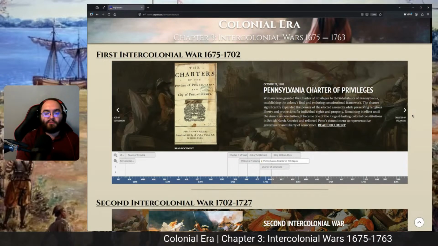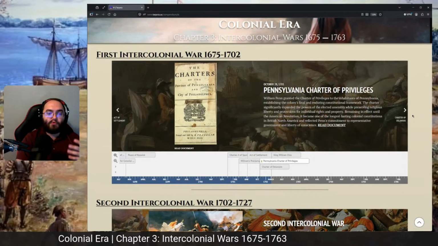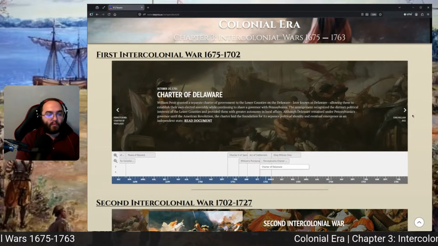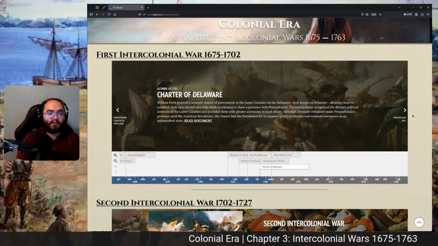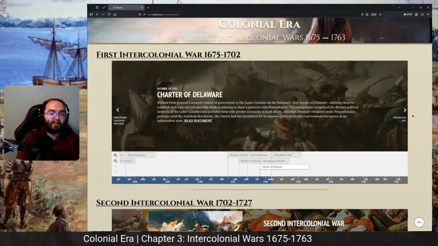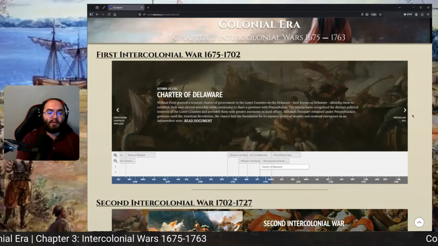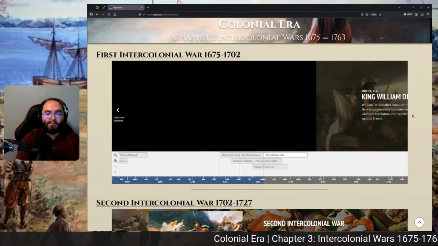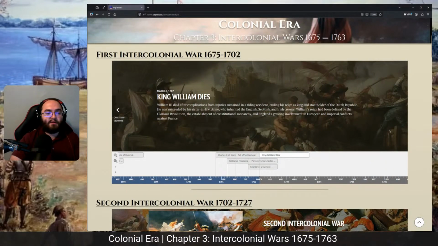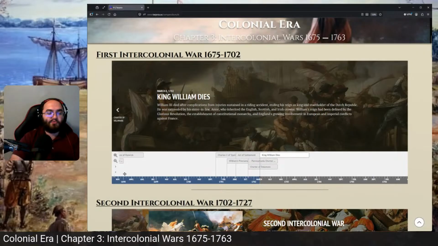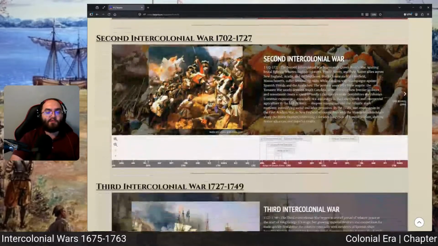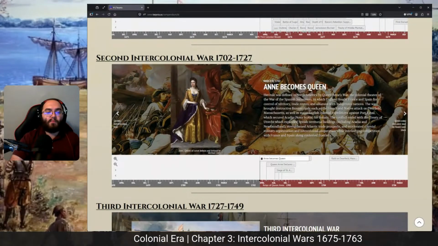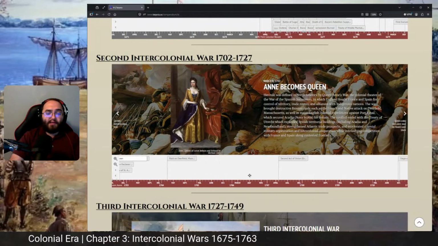You have the Pennsylvania Charter of Privileges, yet another colonial document on liberties of the colonists. Delaware is being created. William Penn granted a separate charter of government to the lower counties on the Delaware, and it became its own colony, Delaware. And then King William dies on March 8th, 1702. He doesn't have any heirs, and so the person who follows him is Queen Anne. This is Queen Anne, and she won't have any heirs either.